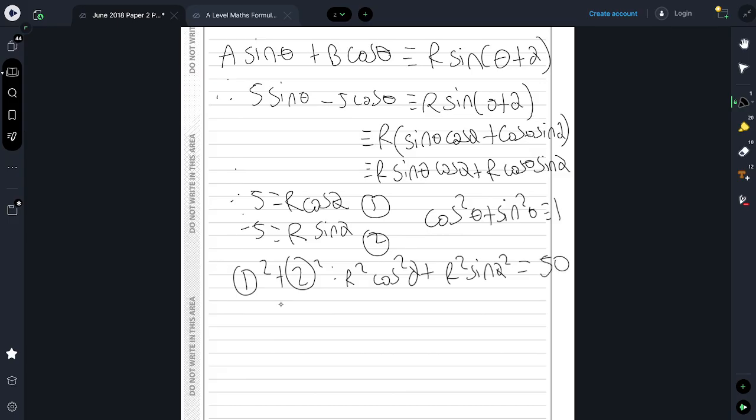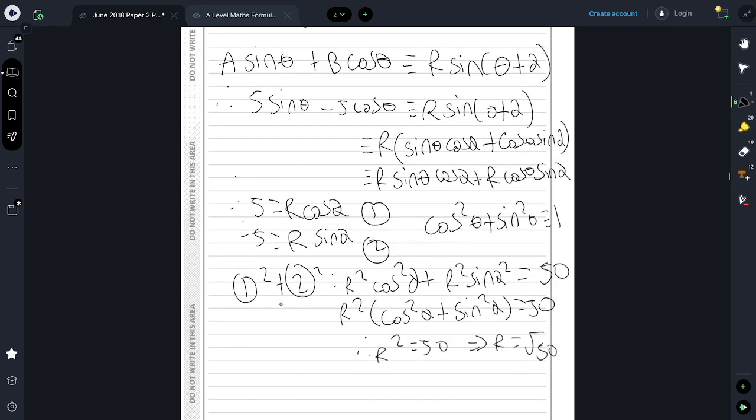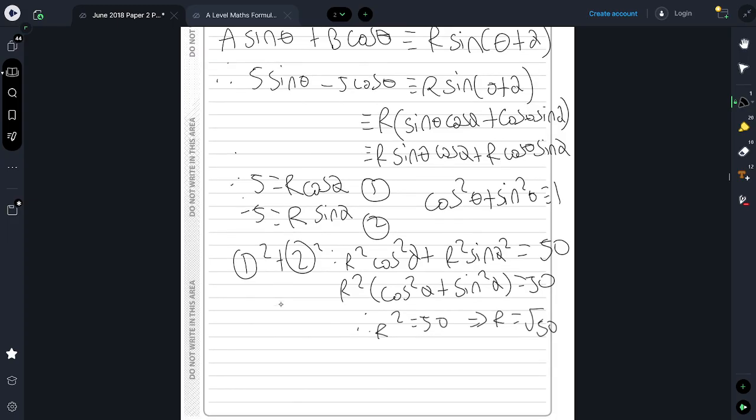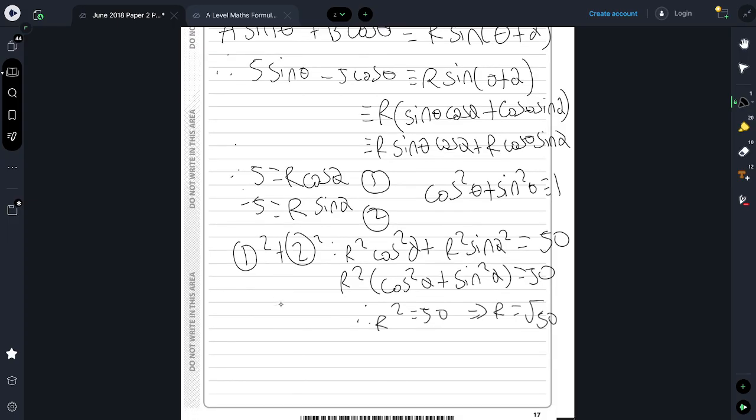So that's 25 add 25, which is 50. Cool. And actually notice we can group this up. So r squared of cos squared alpha plus sine squared alpha, factorise r squared, equals 50. And this all then boils down to 1 because of this Pythagorean identity. So therefore, r squared is simply 50, which means that r is root 50, not minus root 50, because it's kind of like a length again. I think you might be fine either way, but you take r to be greater than 0. But yeah, okay, so that's r, but we also have alpha.